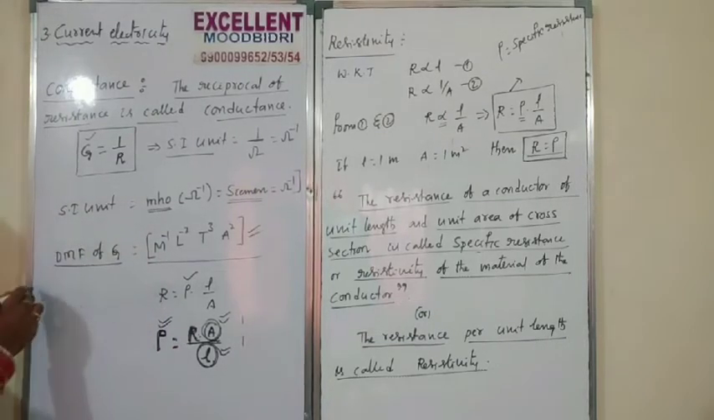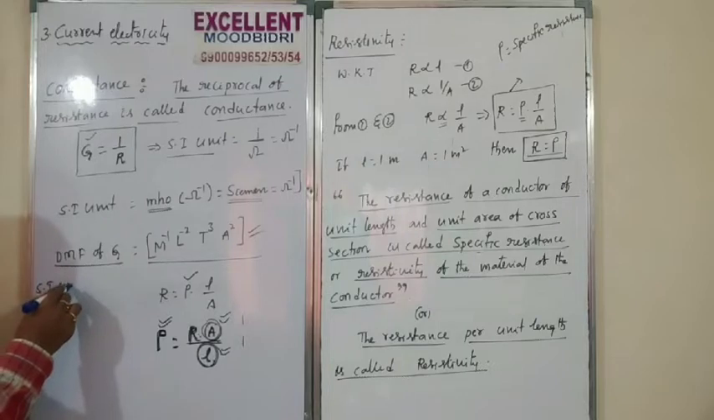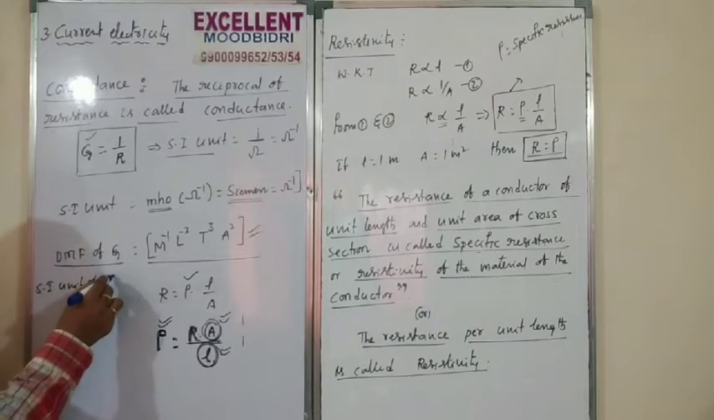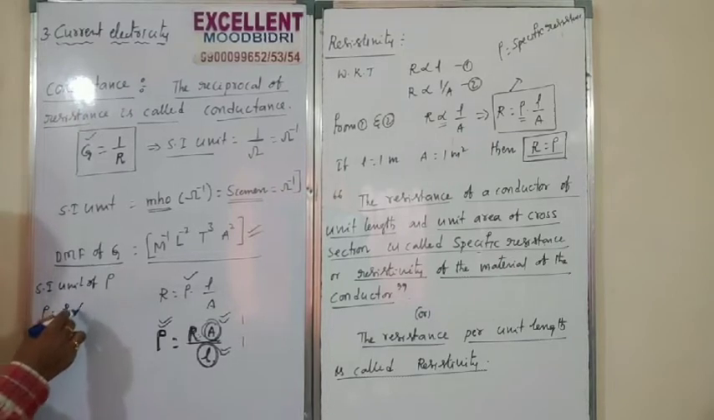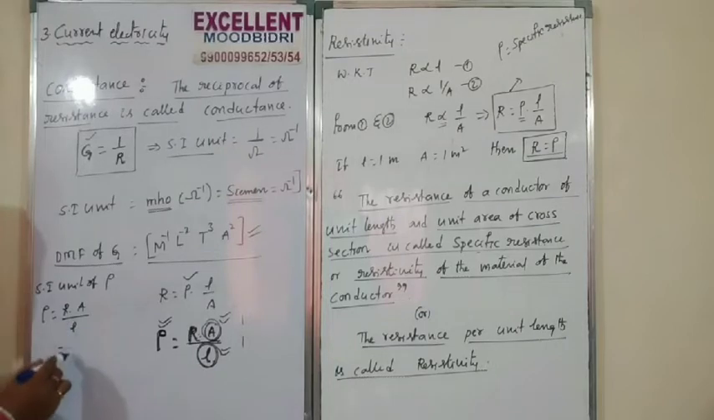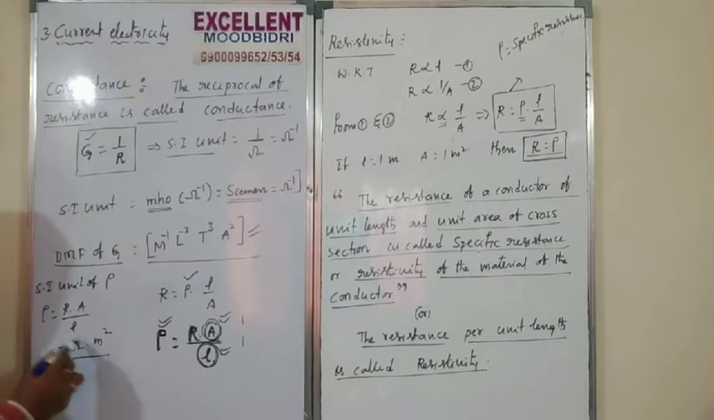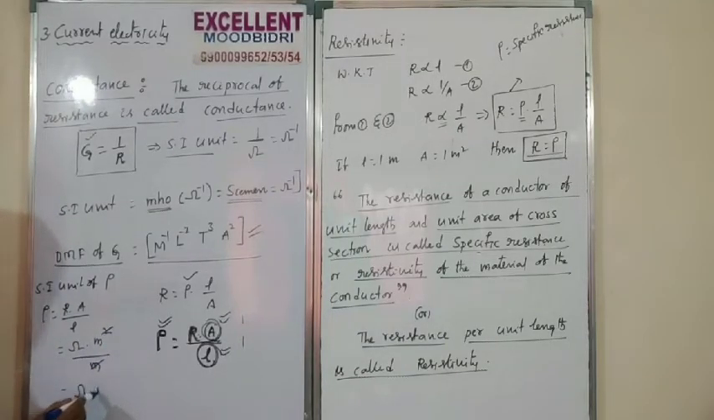Next, the SI unit of rho. What is the rho formula? Rho is equal to R into A by L. R, resistance, is in ohm, A is in meter square, divided by L in meter. Meter gets cancelled. Therefore, ohm meter is the SI unit of resistivity. Next, the dimensional formula.